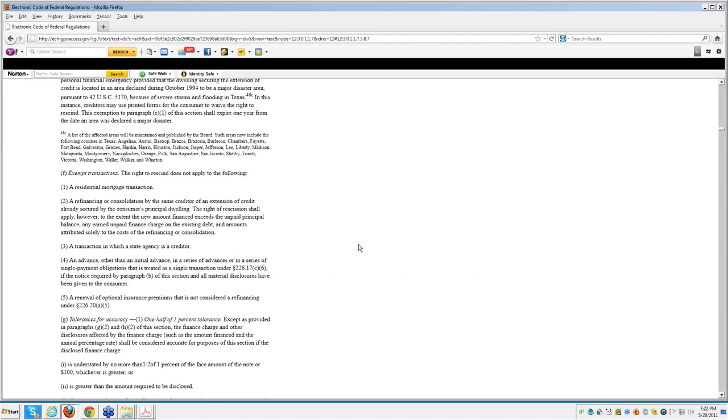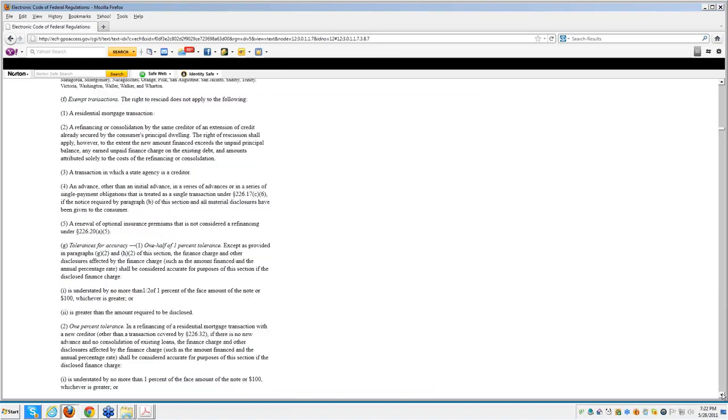Okay, what is TILA, what does Truth in Lending cover? What kind of transactions? Mortgage transactions, credit transactions. Okay, can you loan credit on a mortgage transaction? Can you loan credit? Yes. No. Well, that's why it says this doesn't apply.